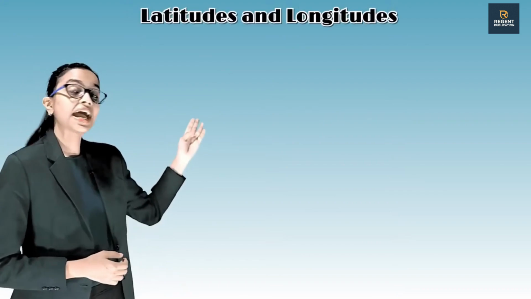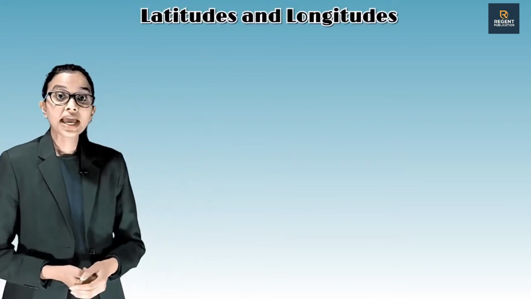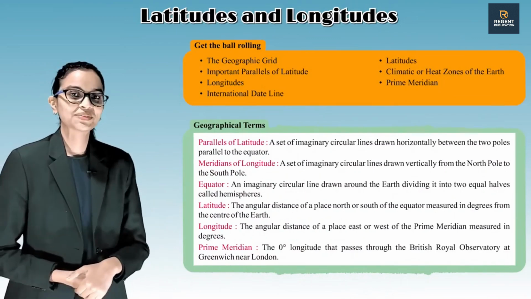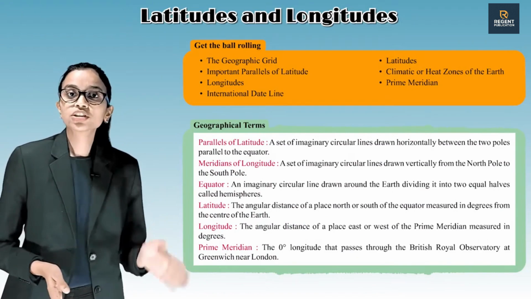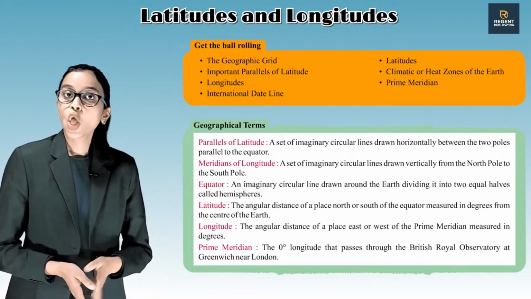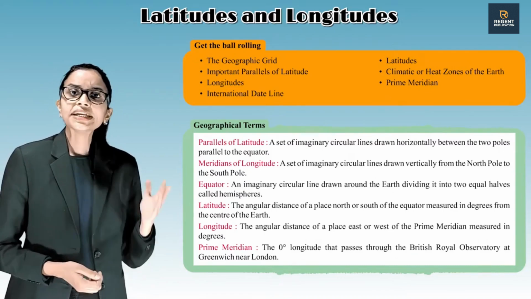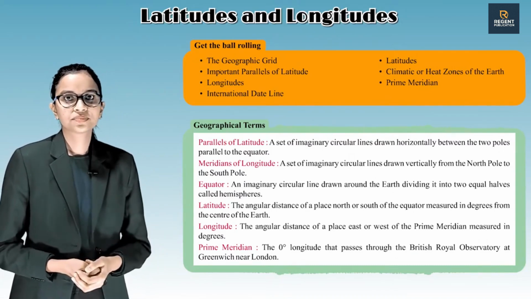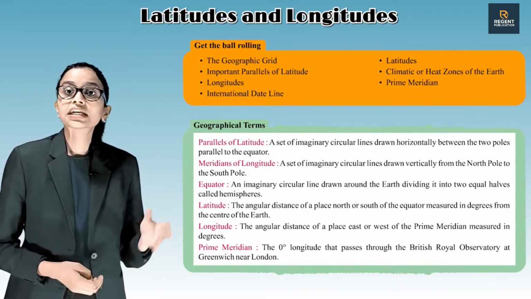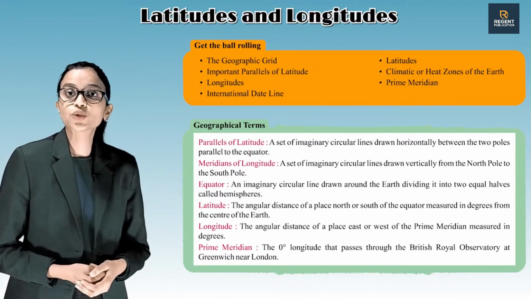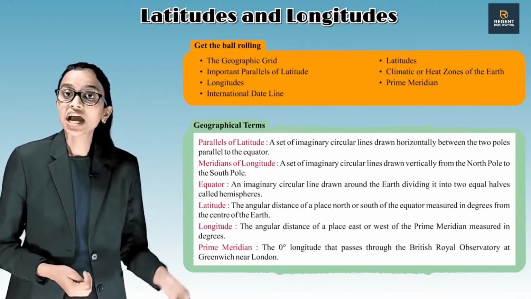So today I am here to start with the second chapter of geography, that is latitudes and longitudes. To get the ball rolling: the geographic grid, important parallels of latitude, longitudes, international date line, latitudes, climatic or heat zones of the earth, prime meridian.